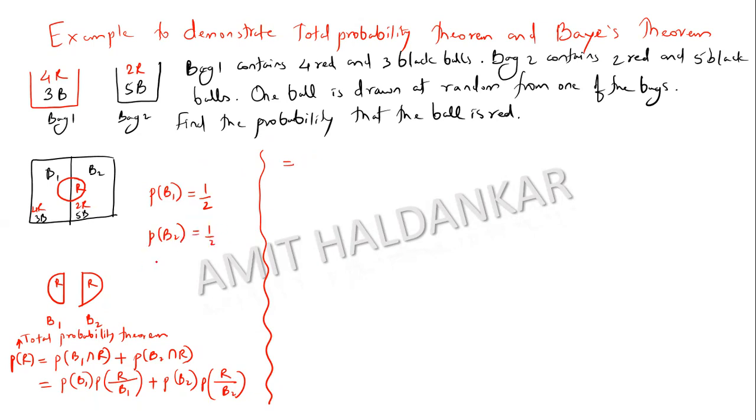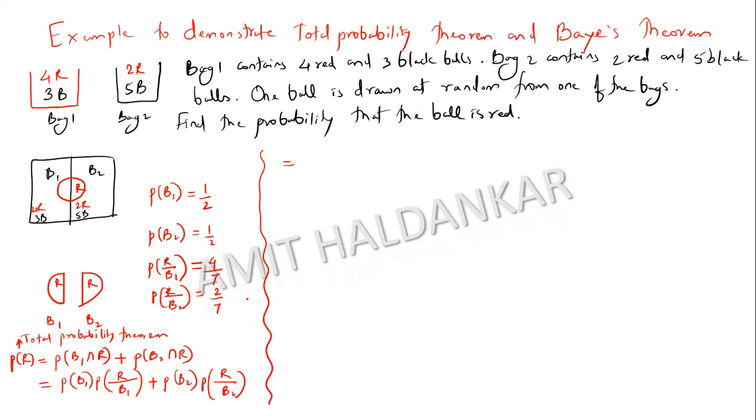Now, the probability of getting a red ball when B1 is selected, what is that? There are 4 red out of 7, so 4 out of 7. And the probability of getting red when B2 is selected is 2 out of 7.